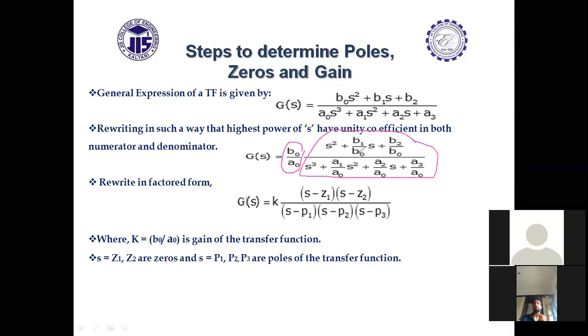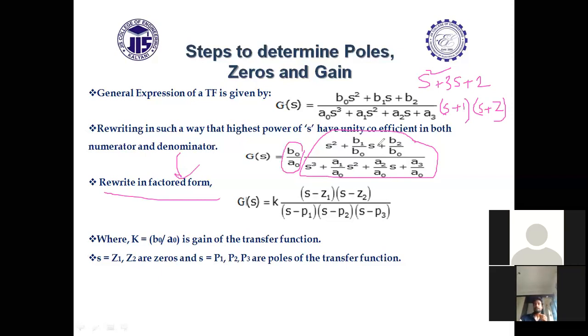Now, any polynomial, say s squared plus 3s plus 2, can be written in factored form. This is s plus 1 into s plus 2. Any polynomial can be written in factored form. That is why we have moved to step 3 by rewriting it in factored form.